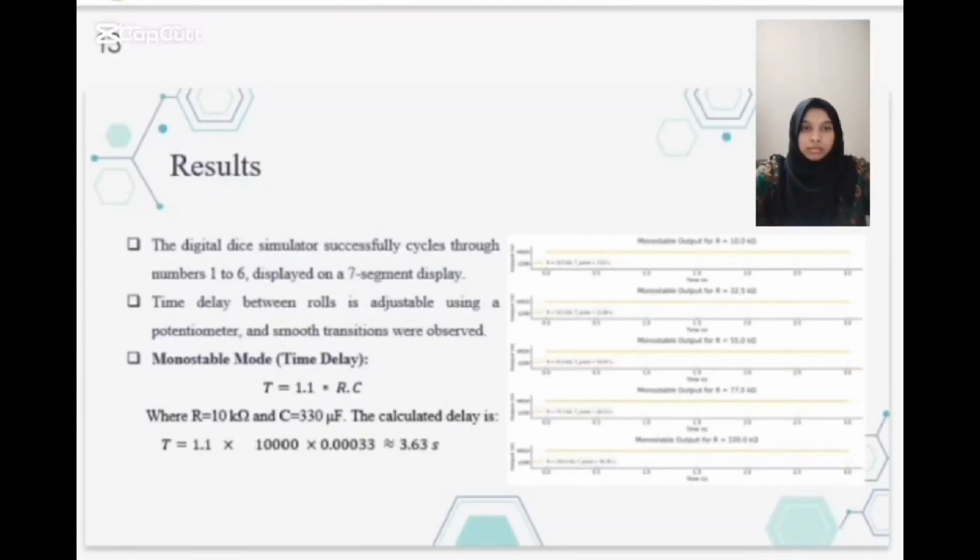Thank you. Assalamu alaikum everyone, I'm Israt Jahan. The simulation shows us the numbers from 1 to 6 in a random sequence, which emulates the behavior of actual traditional dice. Key features include an adjustable timer to control the rolling speed and an irregular counter to introduce unpredictable outcomes.